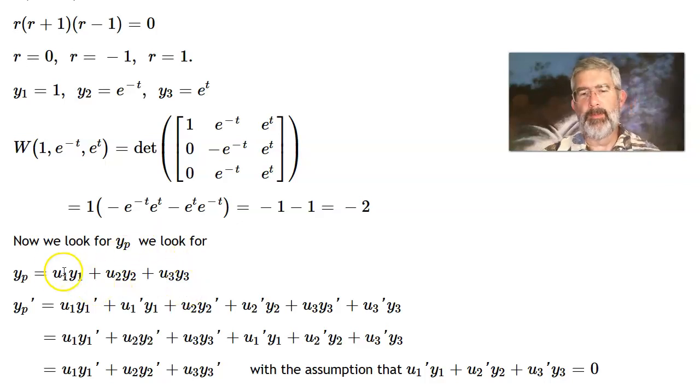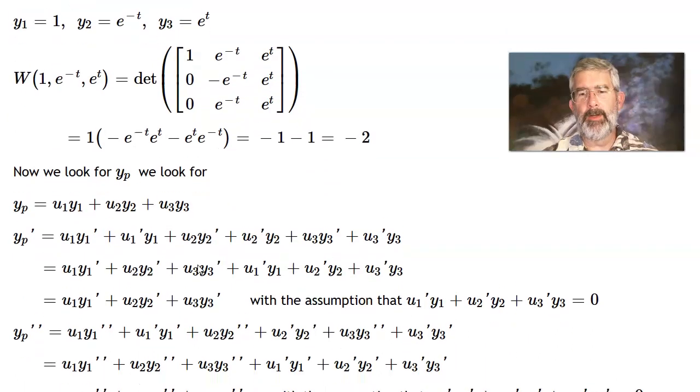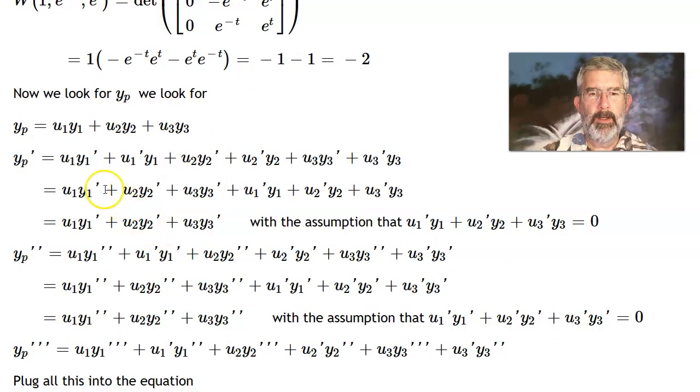So if I'm going to plug this into the differential equation, I need to take a bunch of derivatives. In this case, it's a third order differential equation, so I've got to get all the way up to the third derivative. So the first derivative looks like this. There are 3 product rules. And then rearranging, it looks like this. So I'm putting all the u's first and the u primes second. But then I really want those 3 u prime terms to add up to 0. So I'm going to assume that they add up to 0.